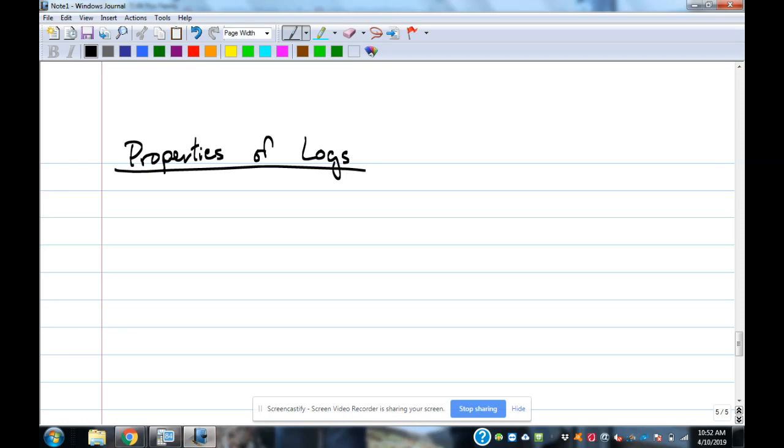So the first property that we want to talk about is the power property. And you don't have to know the names of these. You just got to know how they work. I'm going to name them, but you don't have to know the names.